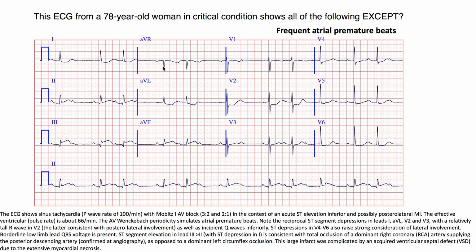There's borderline low limb lead QRS voltage, and the ST segment elevation is greater in lead 3 than in lead 2, with ST depressions in lead 1, which is consistent with total occlusion of a dominant right coronary artery supplying the posterior descending artery, confirmed at angiography, as opposed to a dominant left circumflex occlusion. This large infarct was complicated by an acquired VSD due to the extensive myocardial necrosis.